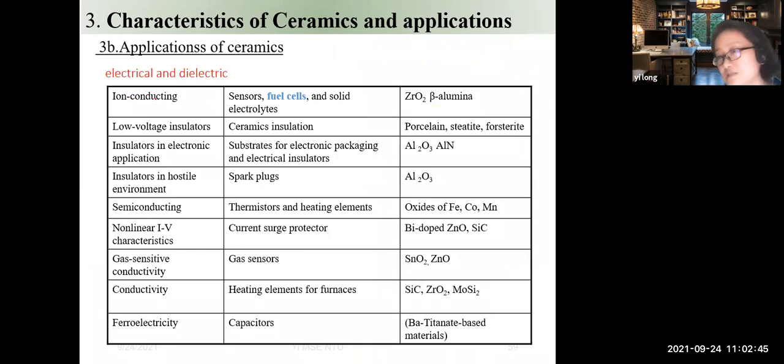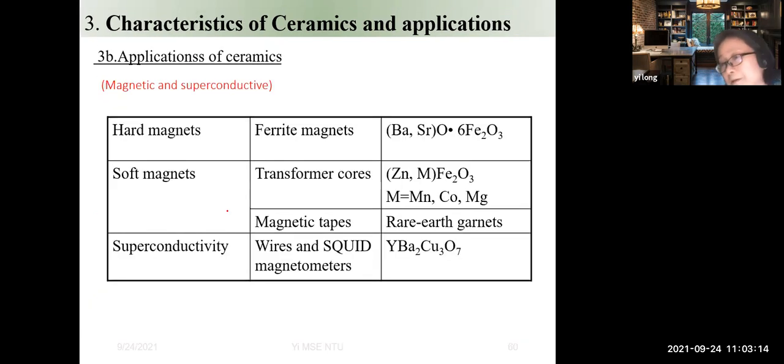And also you can see there's a lot of examples here, like electrical and dielectric. I think this is one of the major things driving ceramics to be very much used in microelectronics, like low voltage insulators, insulation and semiconductors. So semiconductors have non-linear IV characteristics, gas sensitivity, conductivities, ferroelectricities, okay? So there are a lot of different applications here, okay?